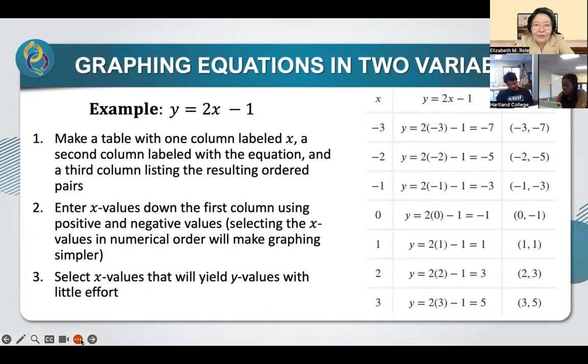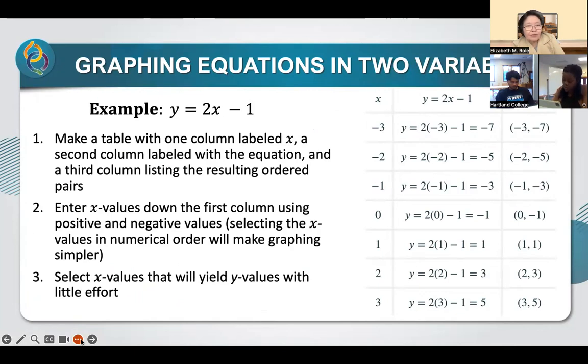I think you are okay with that one. Now we will be learning how to graph equations in two variables, which is considered a linear equation. If I have an equation y = 2x - 1, that means you have a dependent and an independent variable.